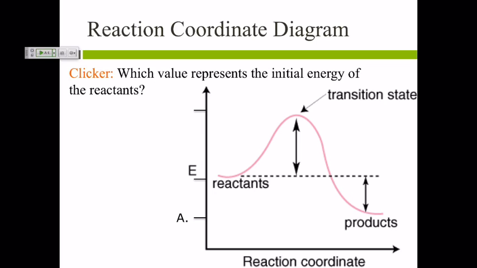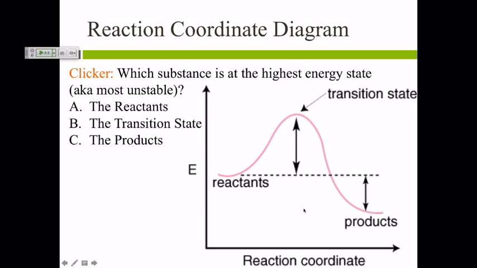The way that this reaction coordinate diagram is stated is that it is going from left to right. The reaction can occur in both directions. We'll be talking about equilibrium next week. But for this reaction, the way that it's drawn here, we are talking about specifically from left to right. That is the direction the reaction goes. Okay, so then the next question is, which of these is the highest energy state, also known as most unstable?